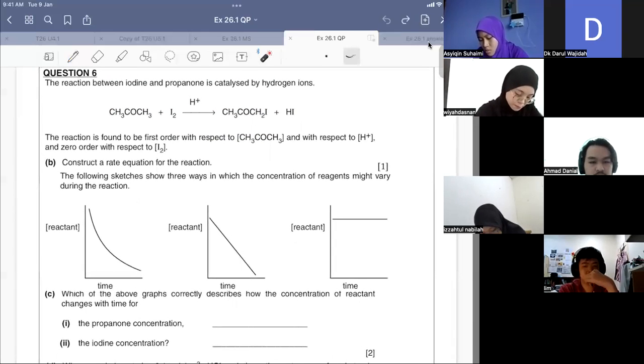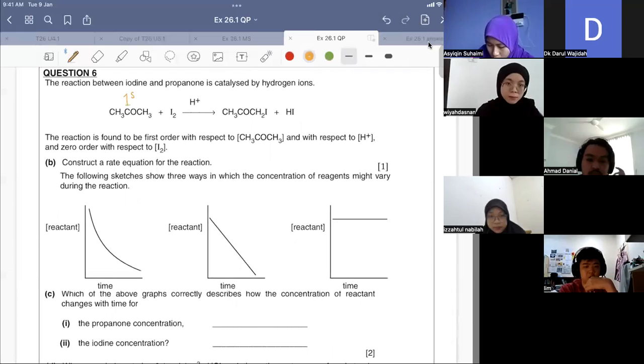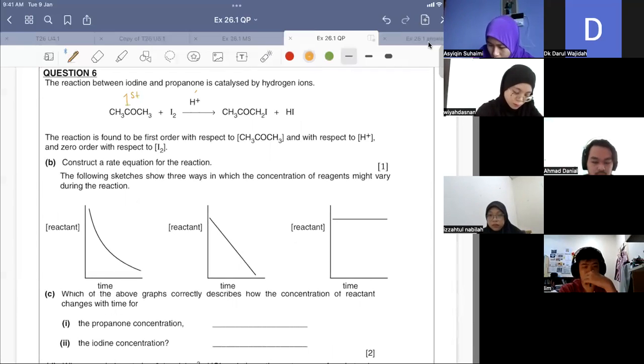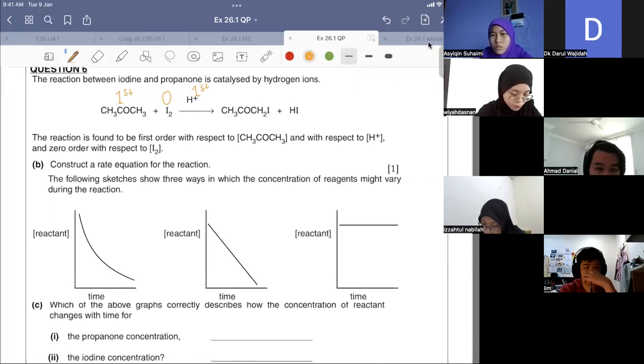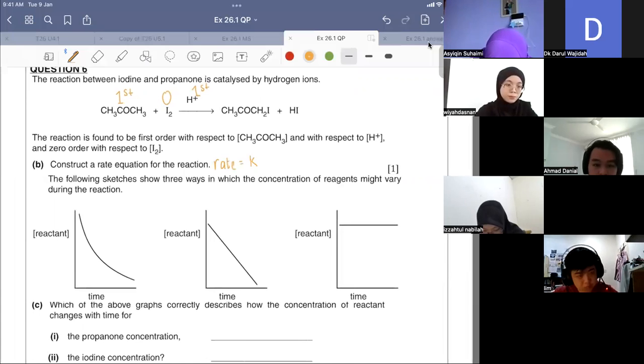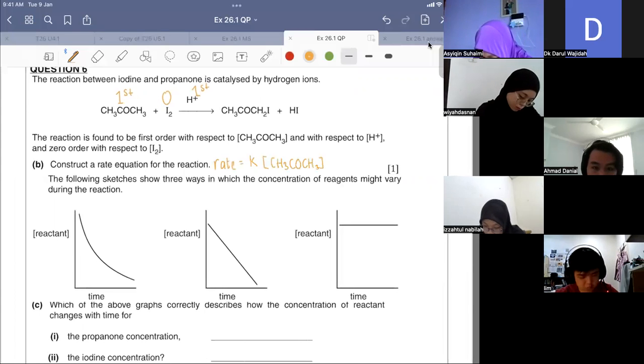Right, the reaction is found to be first order with propanone. So I'll just write that down. And H plus is also first order and iodine is zero order. Construct a rate equation for the reaction. So you can do this fairly quickly, where rate is equal to the rate constant K times the concentration of your propanone. The concentration of your iodine will be to the power of 0, which is just 1. So that means it doesn't show in the rate equation. And times the concentration of the hydrogen ions, which is to the power of 1.